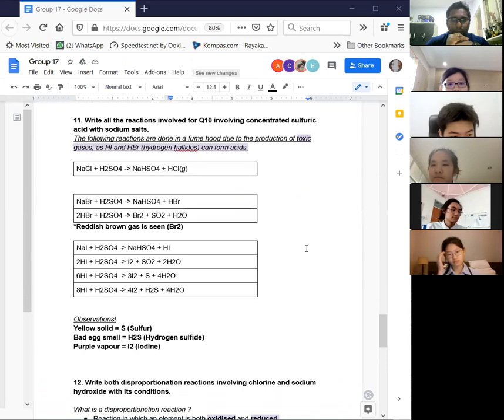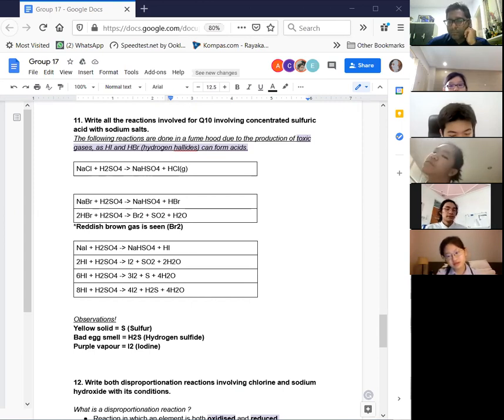The following reactions are done in a fume hood due to the production of toxic gases, as HI and HBr can form acids. NaCl reacts with sulfuric acid to form sodium bisulfate and hydrogen chloride. NaBr reacts with sulfuric acid to form sodium bisulfate and HBr, which then further reacts with sulfuric acid to form bromine, a reddish brown gas, SO2, and H2O.